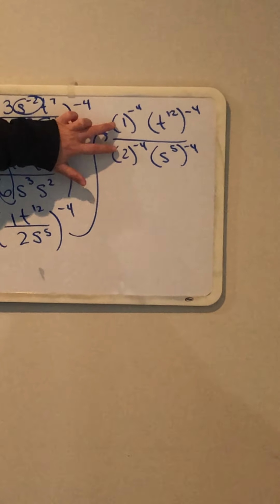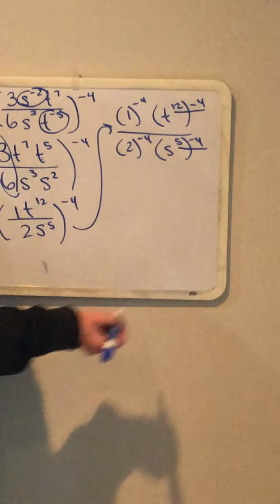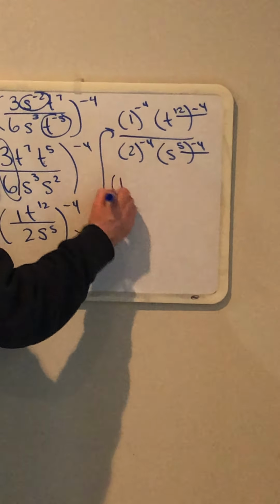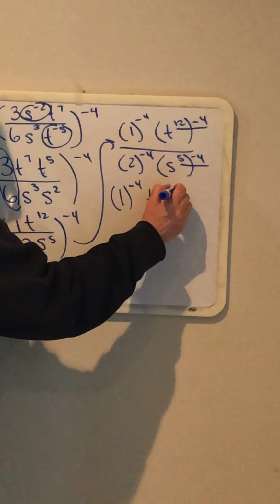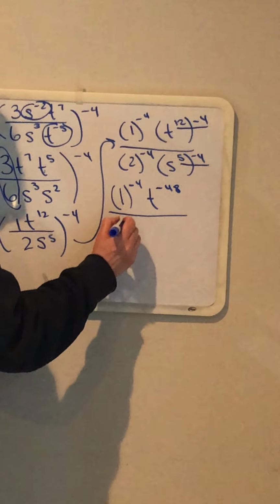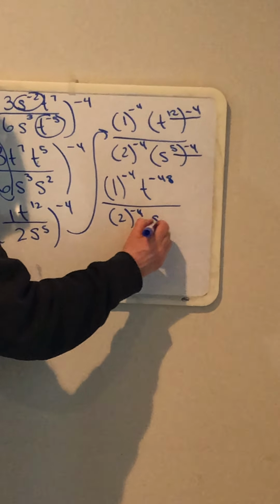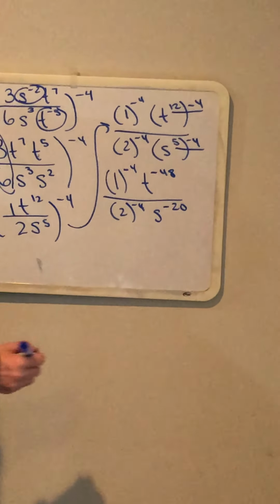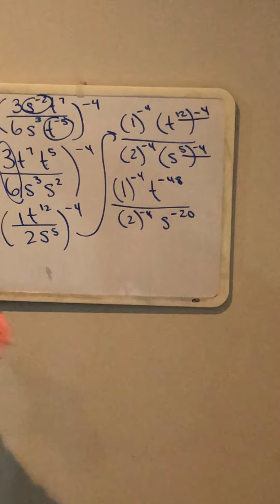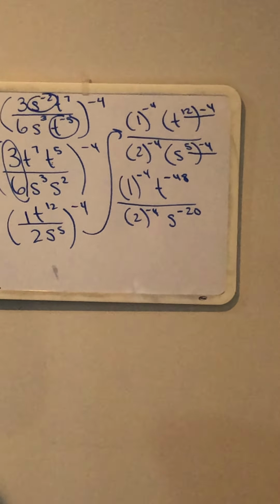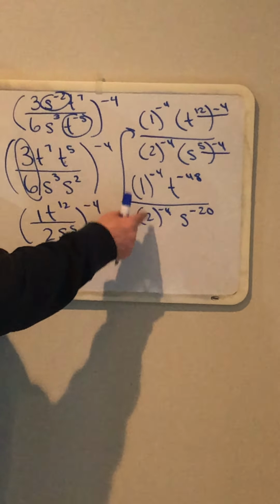I can't really do anything with the coefficients yet, but I can multiply the inner outer powers like that. So I've got 1 to the negative 4th, t to the negative 48th, over 2 to the negative 4th, s to the negative 20th. Okay, that's as simple as I can go right now because of the negative powers. So for me to finish this question, I have to relocate everybody who has a negative power. Now this time, these have negative power, so they will move.